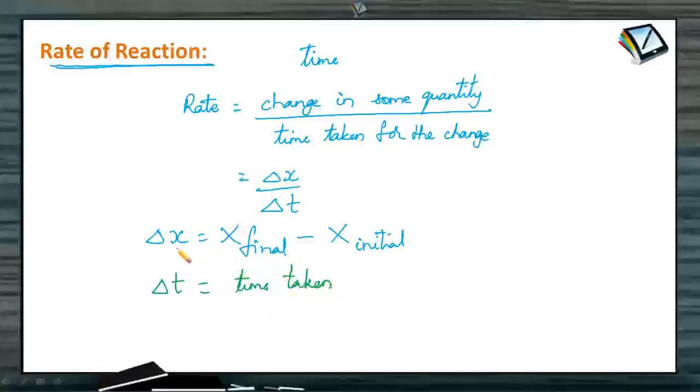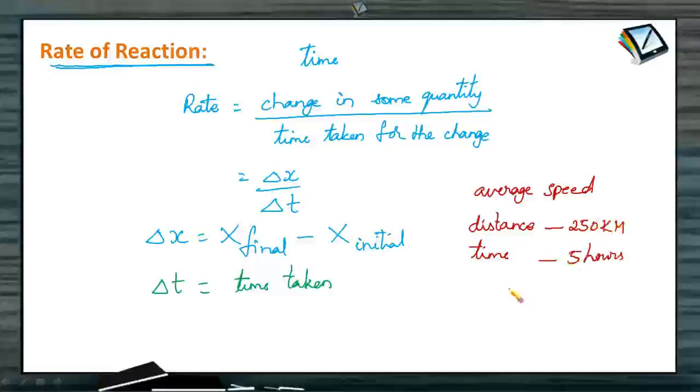Let me give an example to make it more clear. In order to calculate the average speed of a car, what we need to do? First we need to find out the distance covered by the car in a given time. Isn't it? Suppose if I say that a car covers a distance of 250 kilometers in 5 hours, how you will get the average speed? It is nothing but equal to the change in the distance 250 upon the time taken to cover the distance 5. So 250 upon 5, that is 50 kilometers per hour.